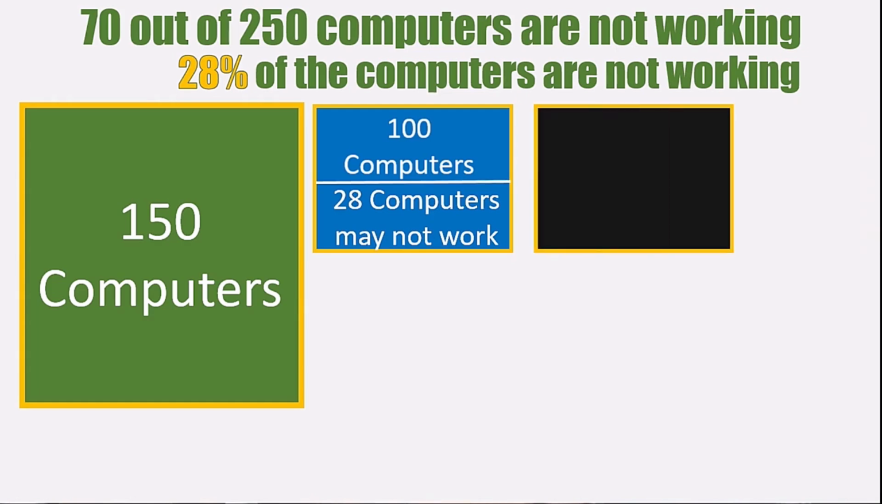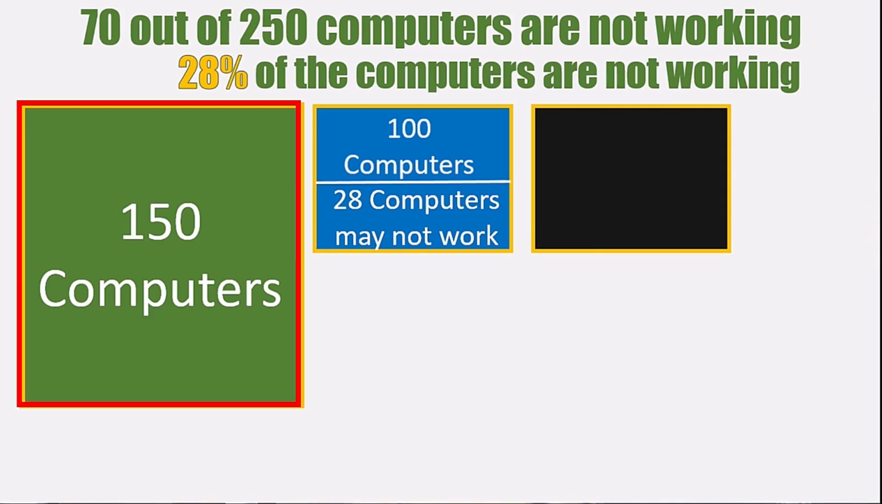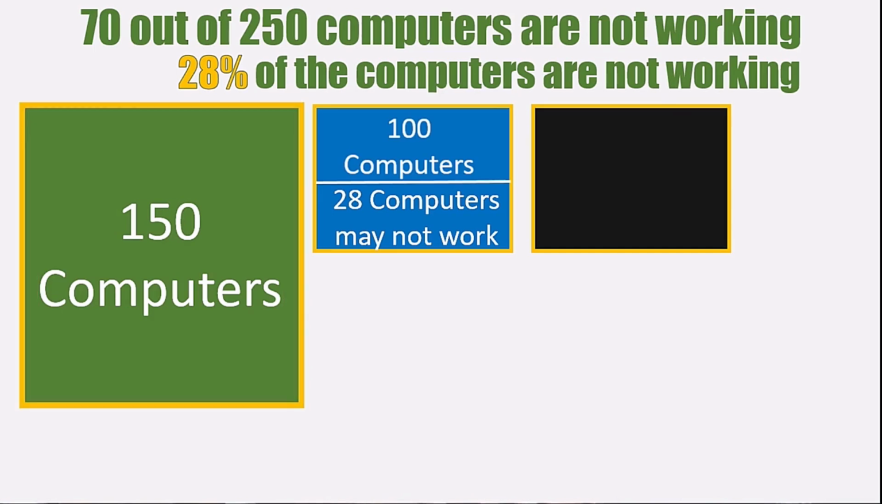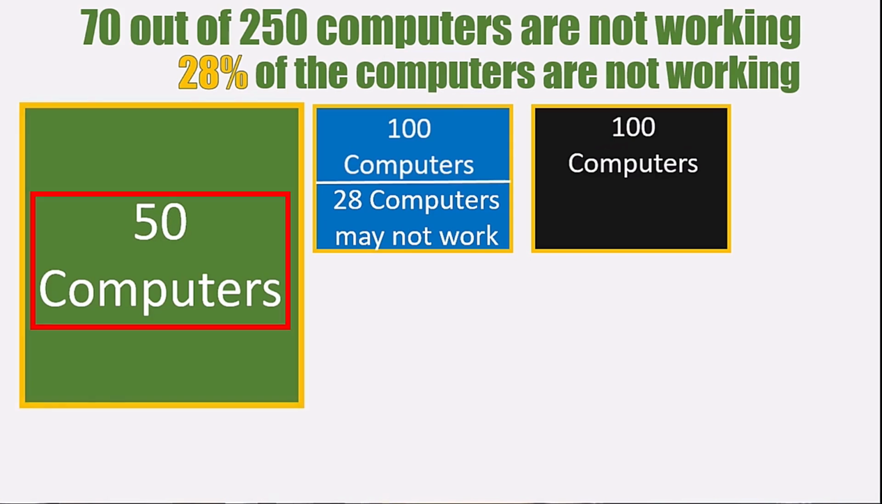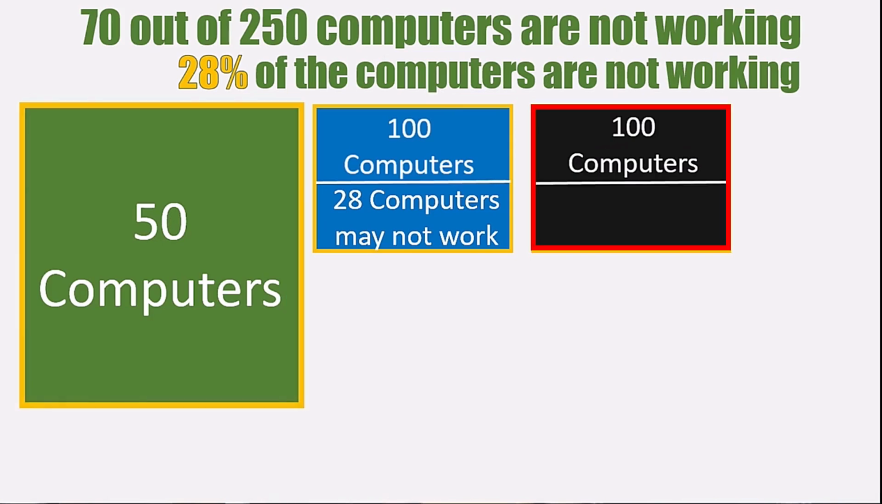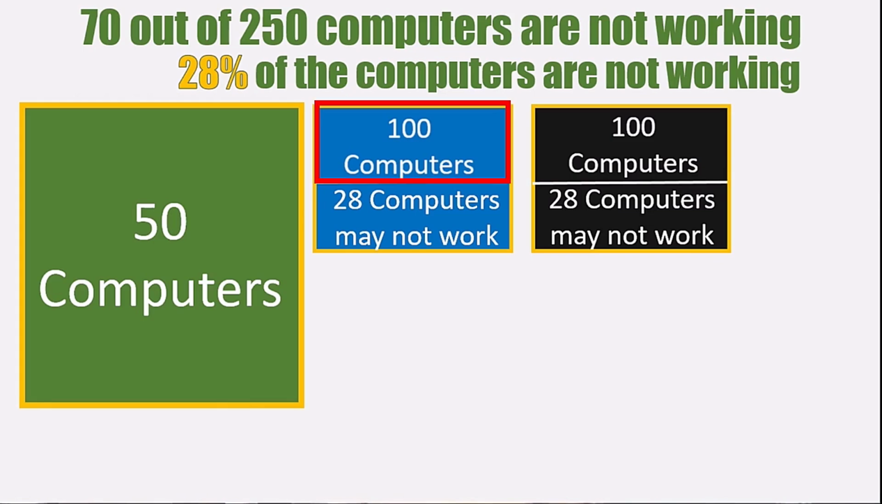Now when we bring again another black box like this, a smaller one, then we go to our original box, which is now having 150 computers. Then we pick again at random another set of 100 computers. Our big box now, the green box, will remain with 50 computers. But again in the black box, 28% means 28 computers may not work. So as you're seeing the pattern, in every set of 100 computers, 28 computers may not work. So that's what percent actually means.